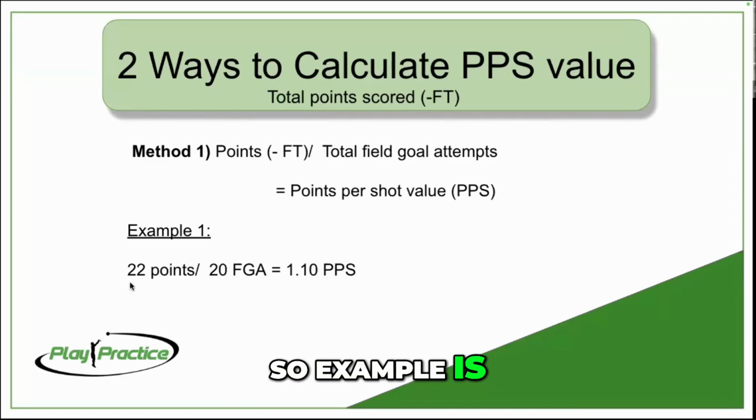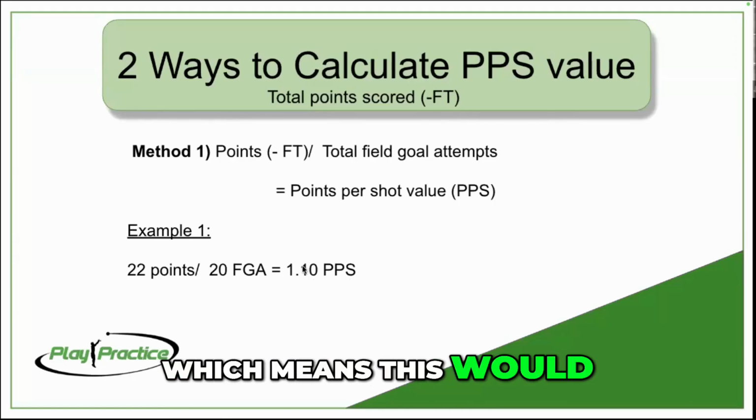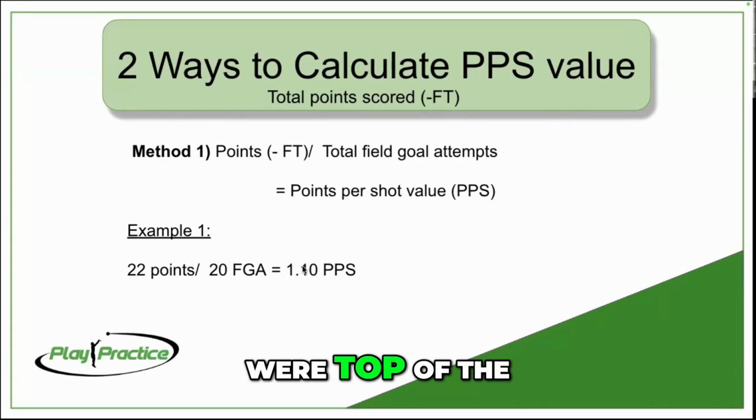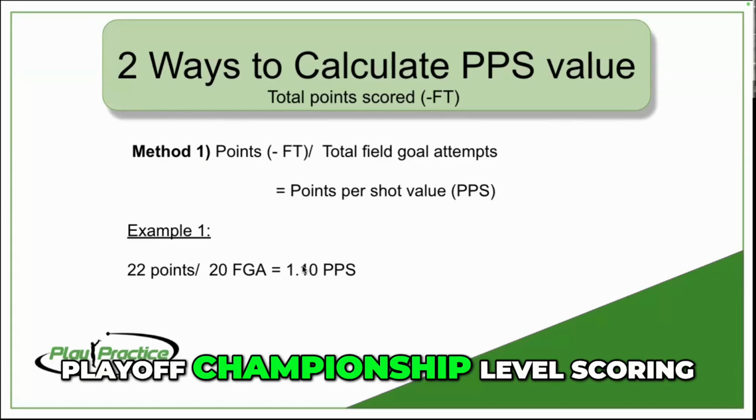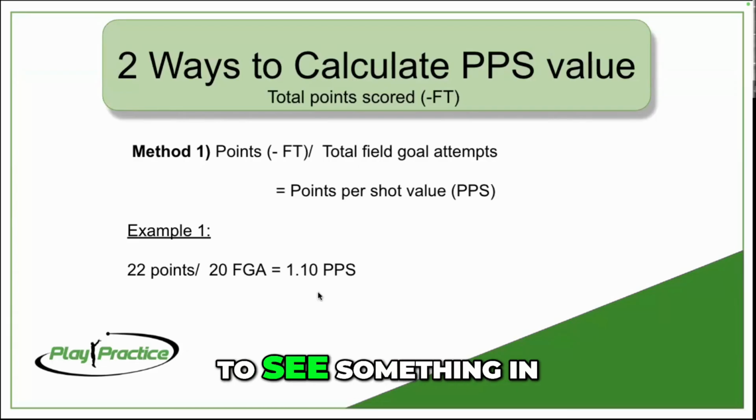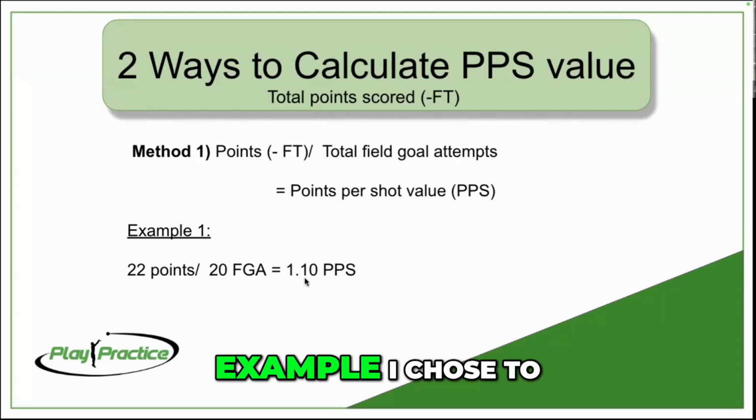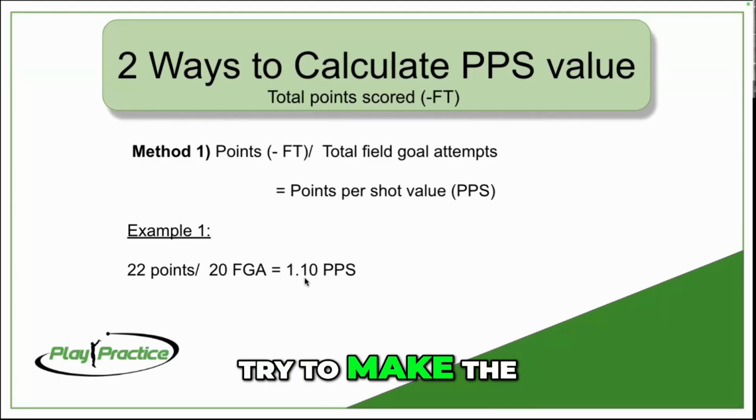So for example, we scored 22 points and we took 20 field goal attempts. We got 1.1 points per shot, which is really good. Most of you guys are working with 7th, 8th graders and below, which means this would be like you were top of the NBA, amazing playoff championship level scoring, right? We're much more likely to see something in the 0.5 to 0.6 range, nearly half of this. But this is the example I chose to try to make the math clear there.